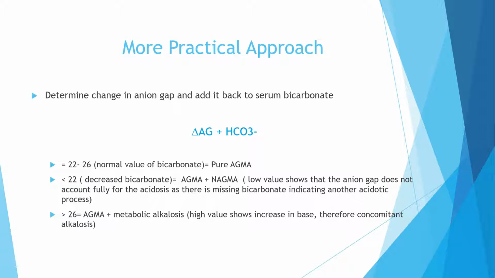If you add it back and it's less than 22, that means that there is a decrease in your bicarb which is not accounted for through the anion gap. Therefore, there is also a non-anion gap metabolic acidosis. And if it's greater than 26, that means there is more bicarb than there should be. Therefore, there is a concomitant metabolic alkalosis.